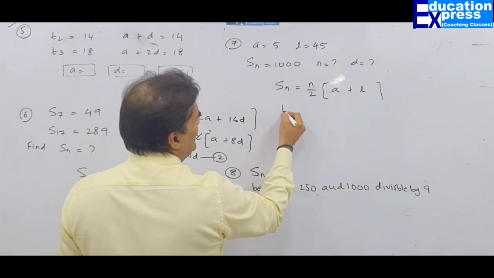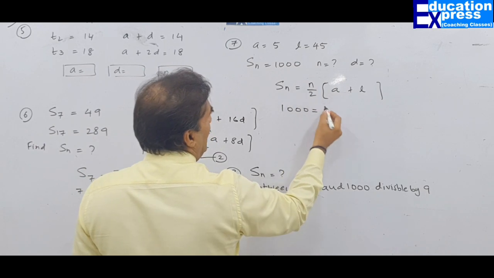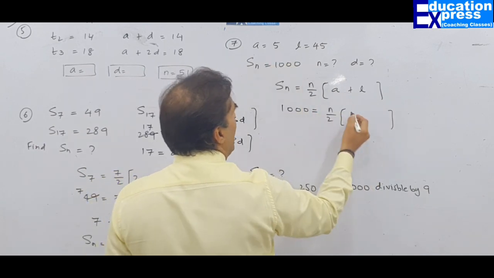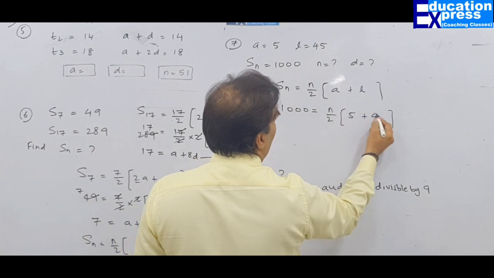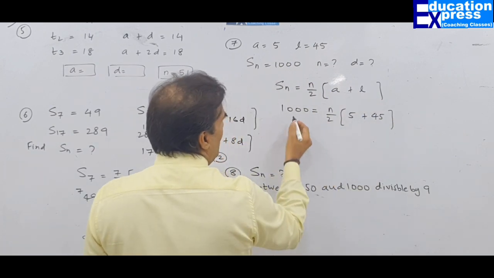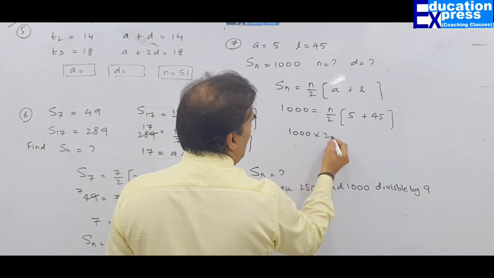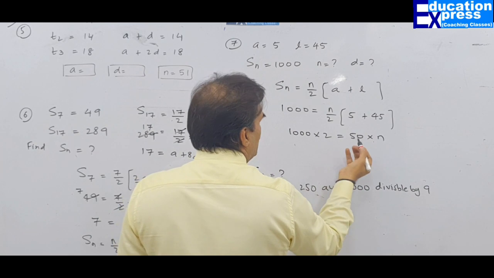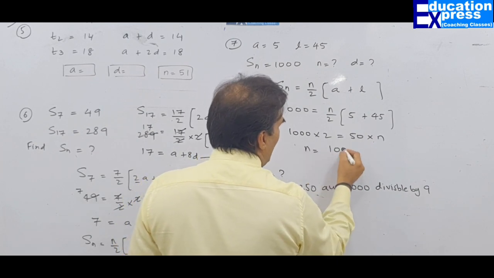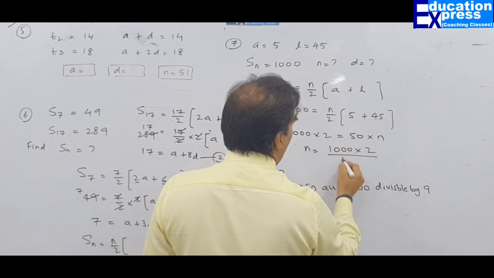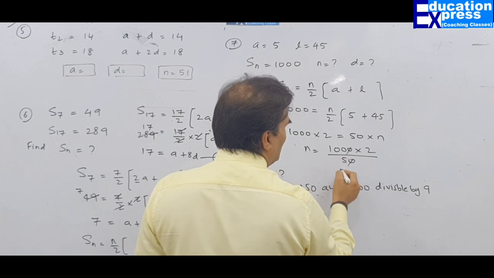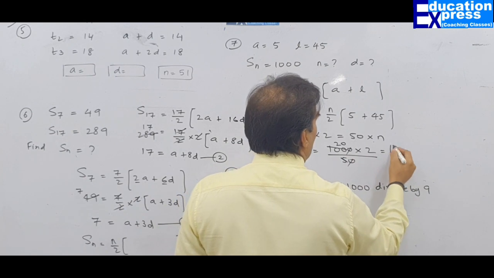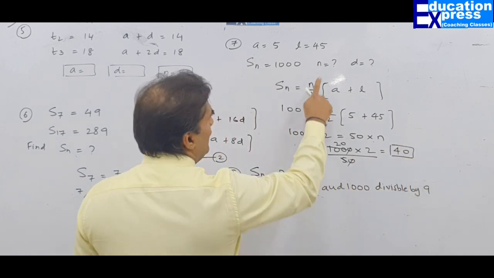What is the value of S? Sir, 1000. N not given. Upon 2. What is the value of A? 5. Plus 45. So what do you get? Sir, this 2 I am taking over here. 1000 multiplied by 2 equals 50 multiplied by N. So N equals 1000 multiplied by 2 upon 50. 0 cancel. 0, 1s are, 20s are 40. So you can easily unlock the value of N.